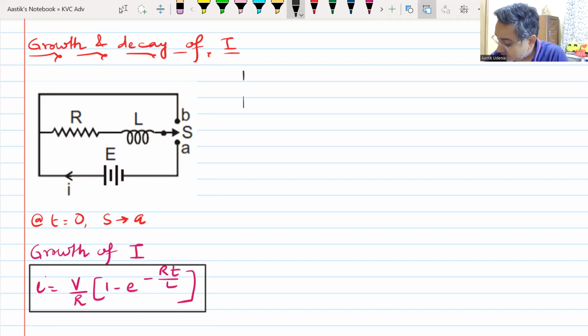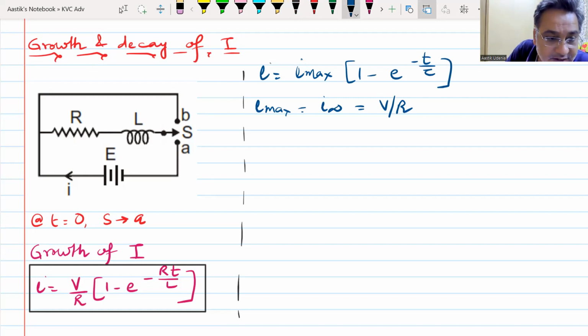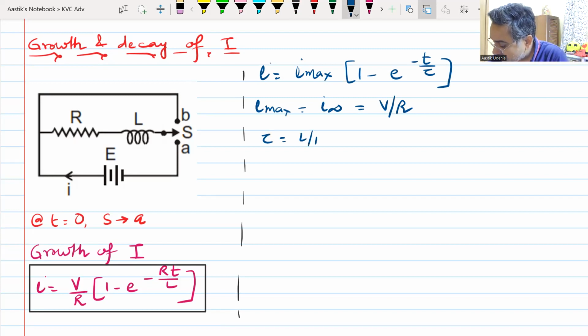Now I can write this formula in this fashion. I can write this as I is equal to I max into 1 minus e to the power minus t by tau. Where I max is actually the current at infinity, and that will be equal to V by R. After a long time, the current will become V by R. Do we understand this? Yes. Then this tau will be equal to L by R, and this will be known as the time constant.